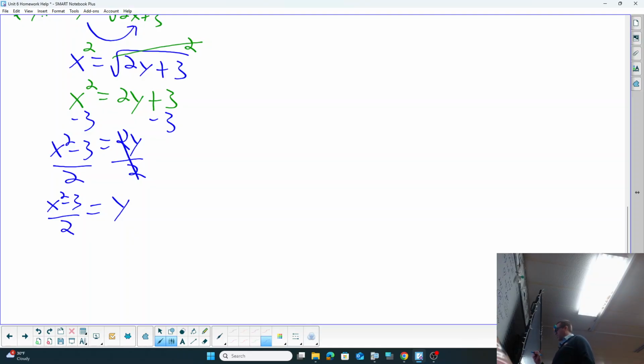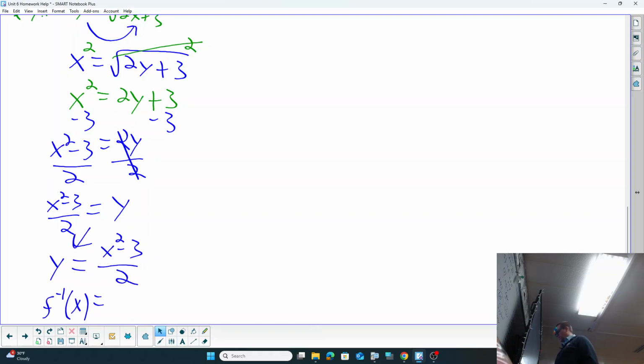So then we're going to switch those, and so we'll put the y first. So y then equals x squared minus 3 all over 2. And then we say that that's f negative 1 of x, because that's the inverse.